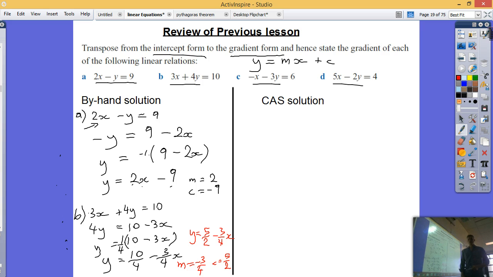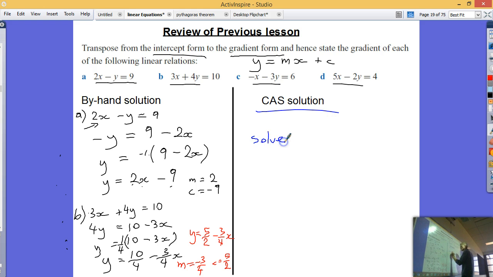So knowing how to solve both using the CAS and by hand is very important. So the general structure is use the solve command, then we enter the equation as we see it, comma, and we solve for y. Good.